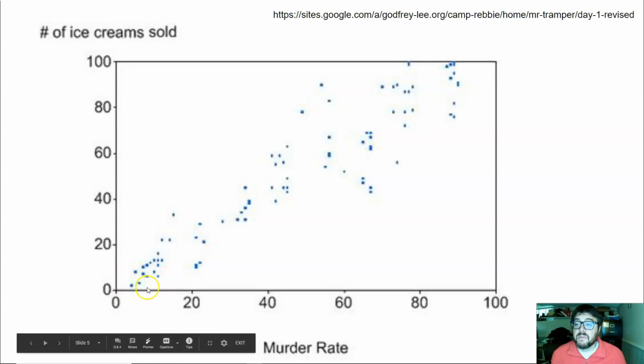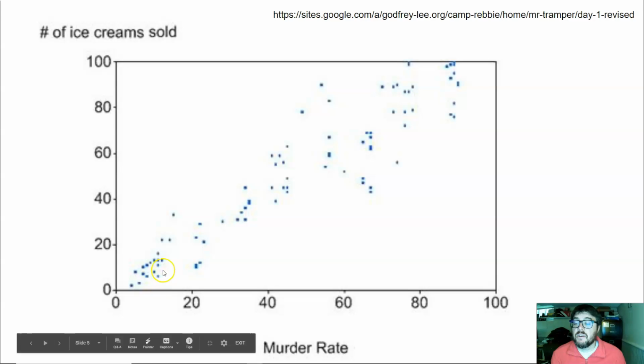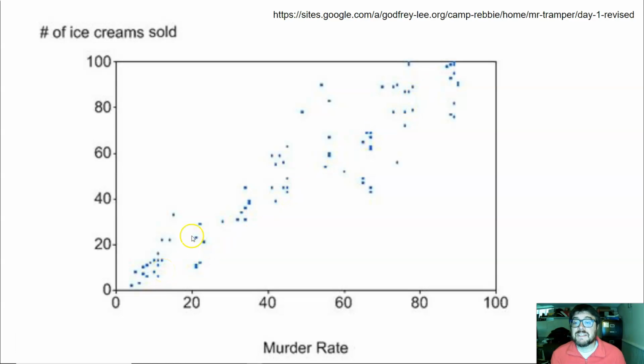And on cold days, people stay inside and shiver, and so they have less opportunity to slay each other, and they have less impulse to eat ice cream. So an underlying thing here is temperature. This is slightly cartoon data, but this is a real correlation you can find in the real world.